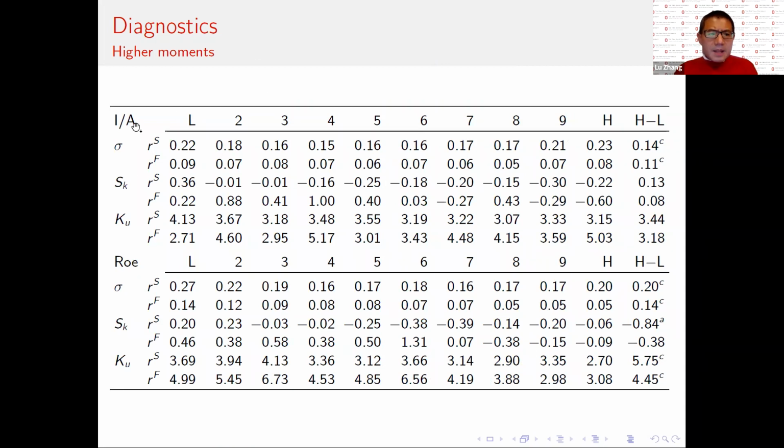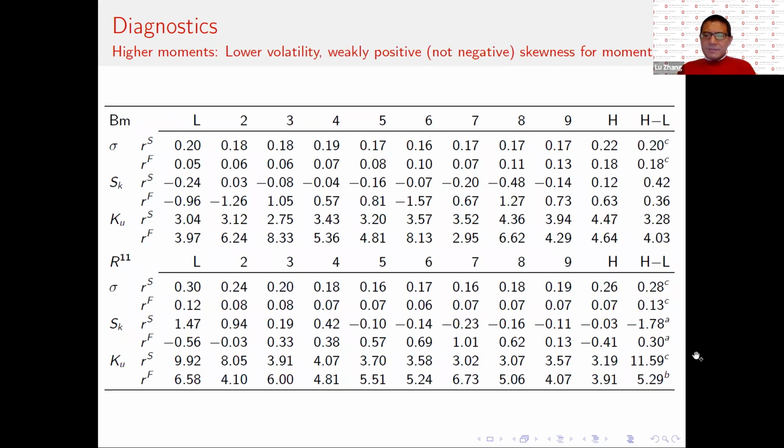The investment decile and ROE decile results are largely similar, especially for volatility, although for the ROE decile, high minus low, we have negative skewness as well. And the kurtosis, we are kind of similar, although for momentum, we only get one half of the kurtosis you observe in the data.